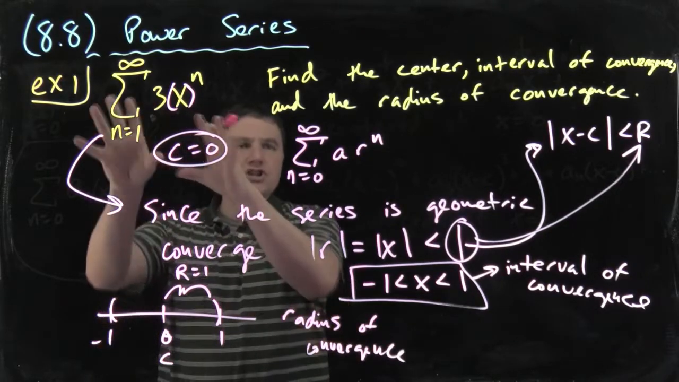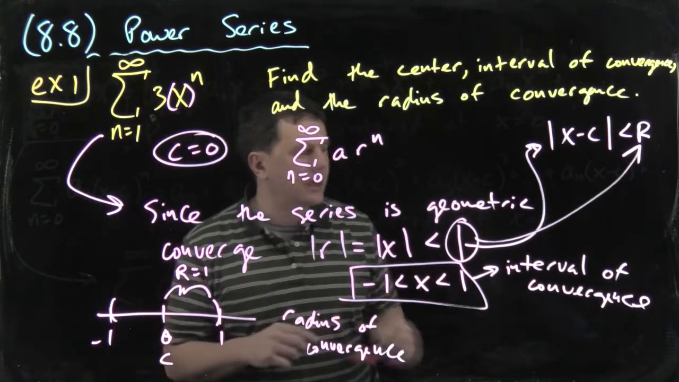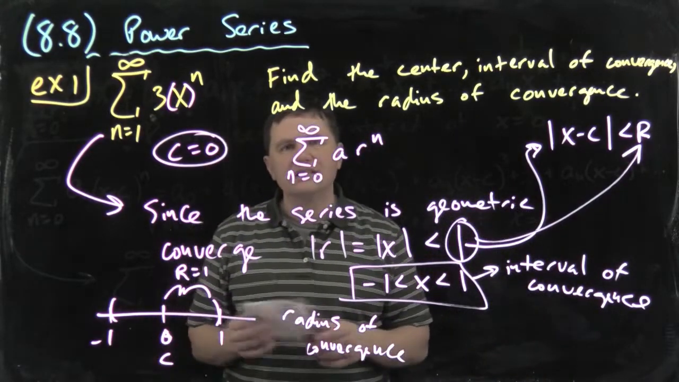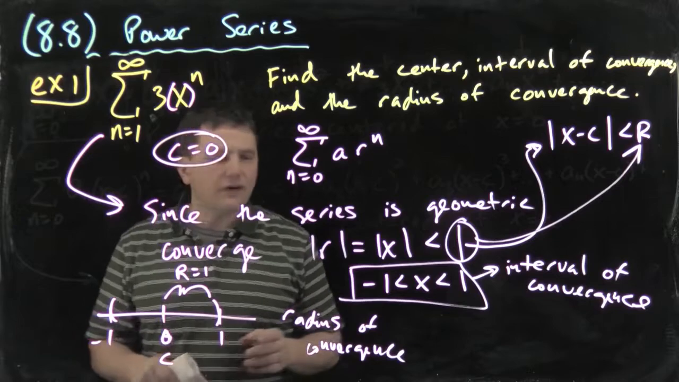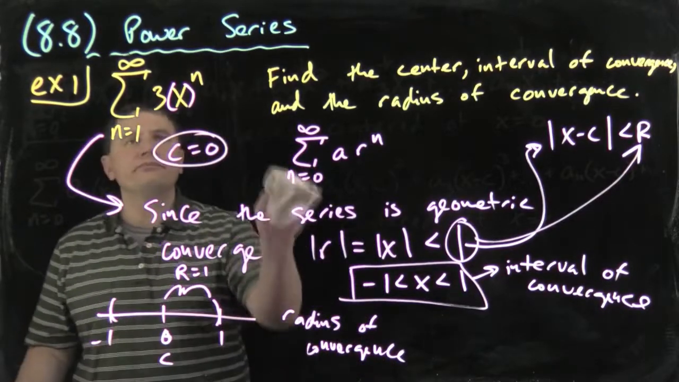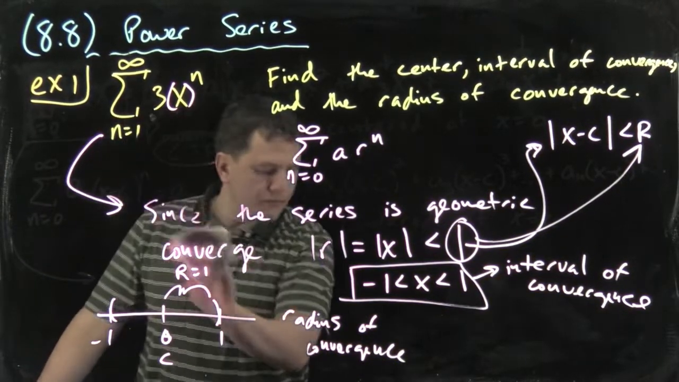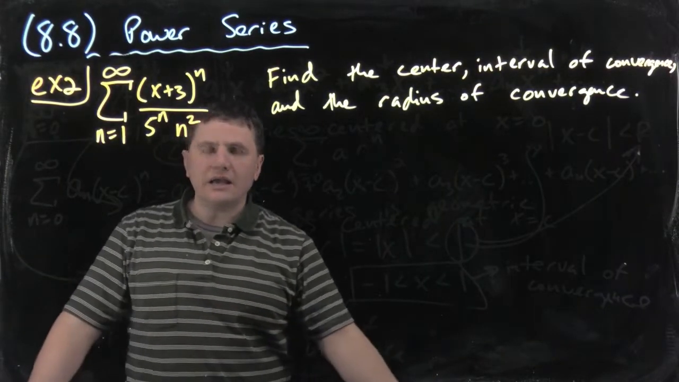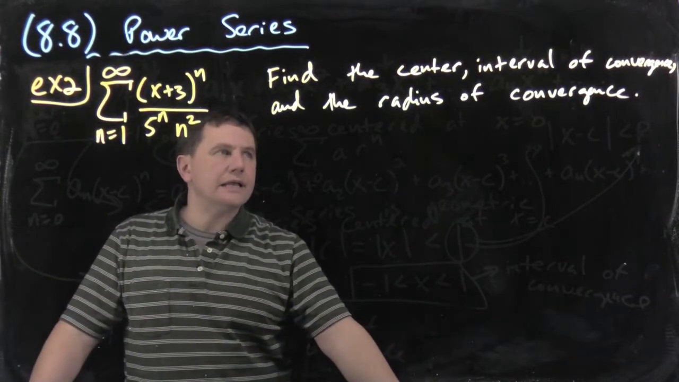Okay. So if it's geometric, really basic. We've been doing those way back when. Now let's look at a situation where it's not geometric. It's going to be a little bit harder to find the interval of convergence. Okay. Example 2 is a little more complicated.